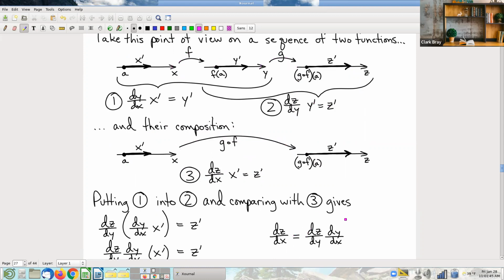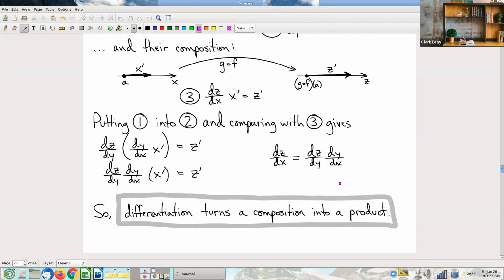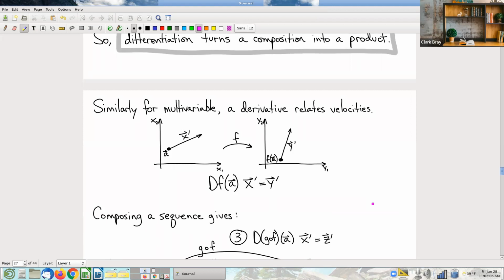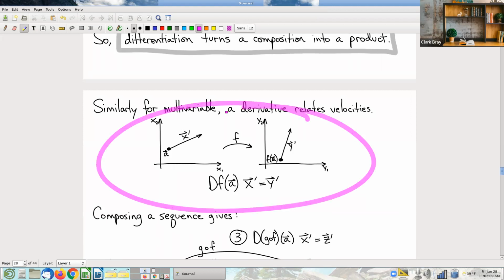All right, why am I showing y'all single variable calculus? The reason is that this is exactly what's going to happen in the multivariable context. We're going to even get the exact same result, that the act of differentiation turns a composition into a product, just like in single variable calculus. And it's morally the same picture even. So here's what derivatives do in the multivariable world, right? Derivatives are relationships between input velocities and output velocities.